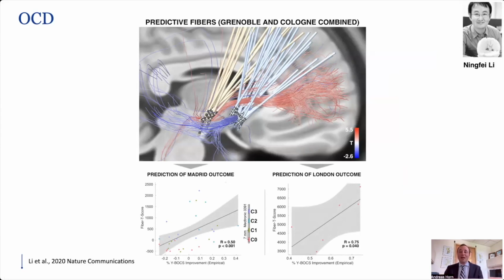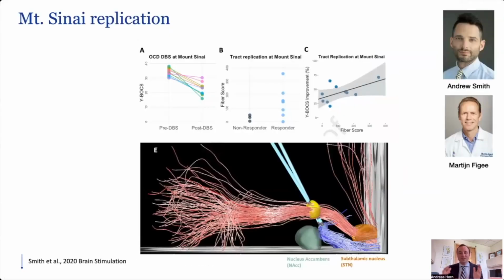What's even better is if other people validate your work, right? We were, of course, super excited when the Mount Sinai team, led by Martin Figuet and Andrew Smith, came up with their own 10 cases. We had published the tract model openly inside of Lead-DBS. It's all in there. Everybody can test it and validate it or falsify it. So again, the more these 10 cases modulated the tract, the better the Y-BOCS improvement was.